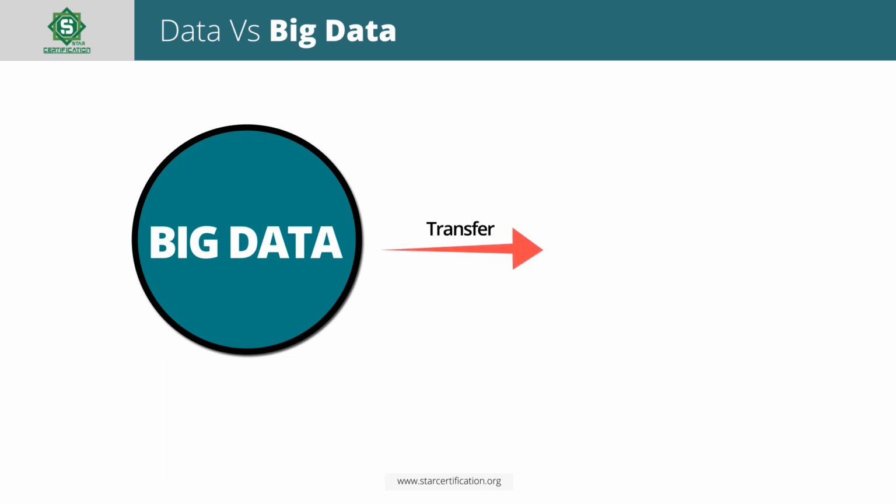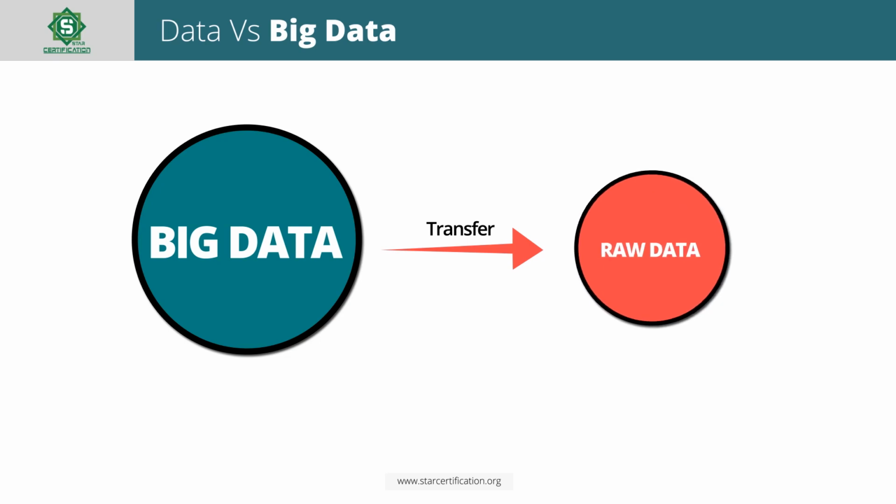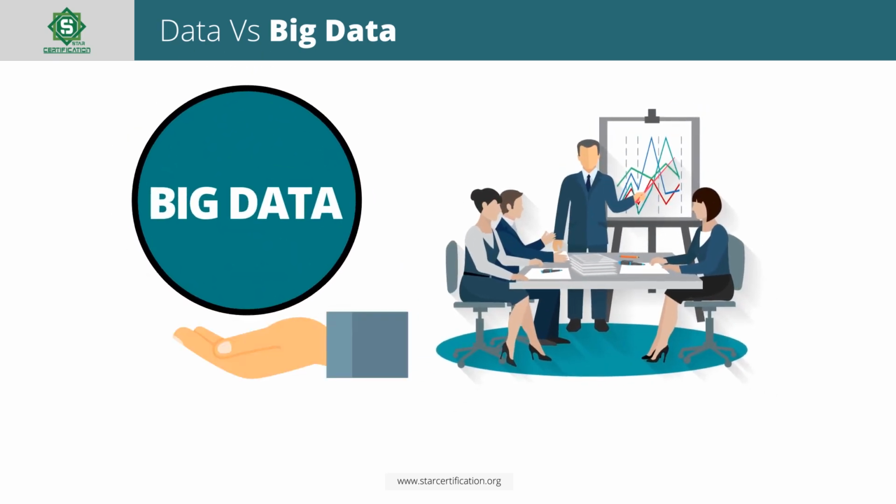Big data is also data that describes and transfers a large volume of raw data. It is managed by organizations to improve the performance of their applications. Organizations can take prompt and crucial decisions with the help of big data.